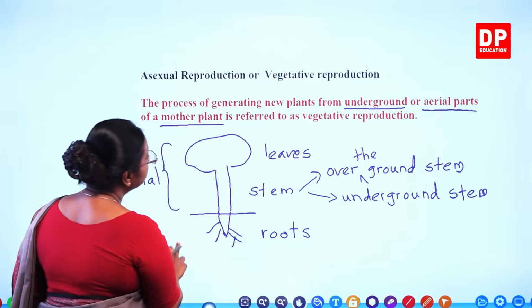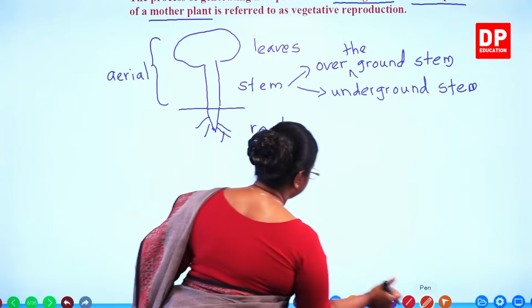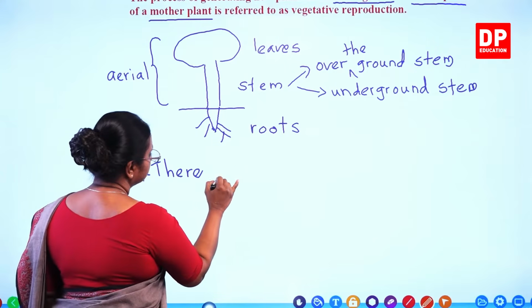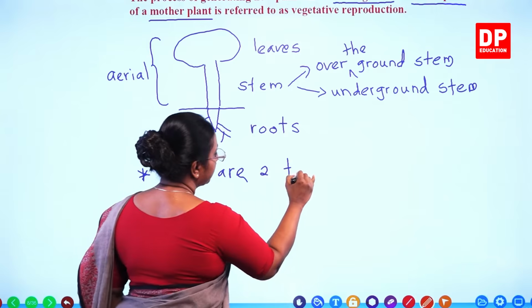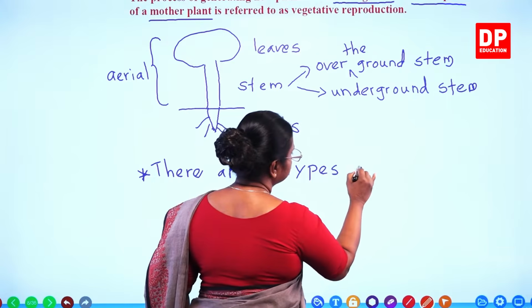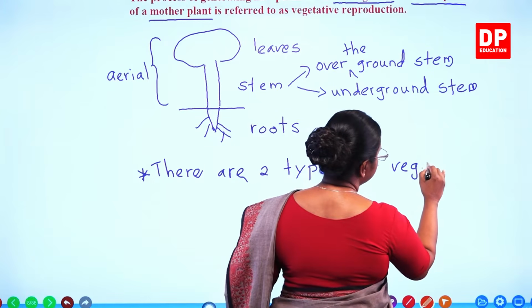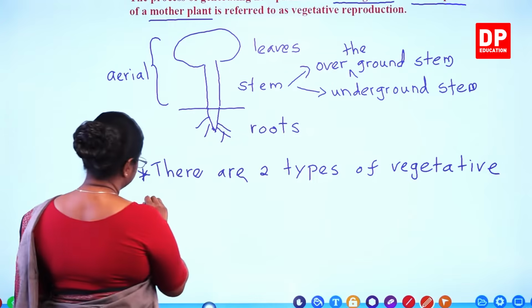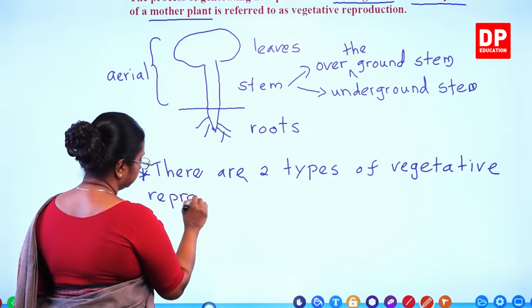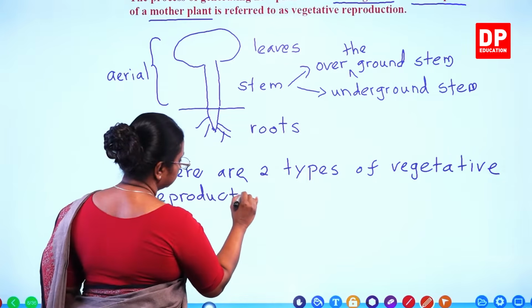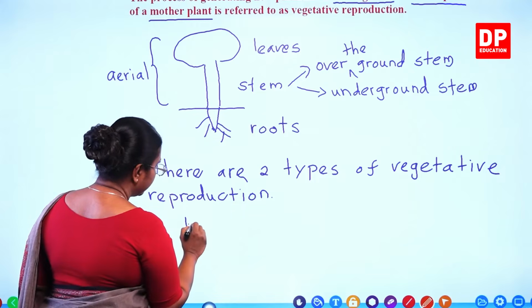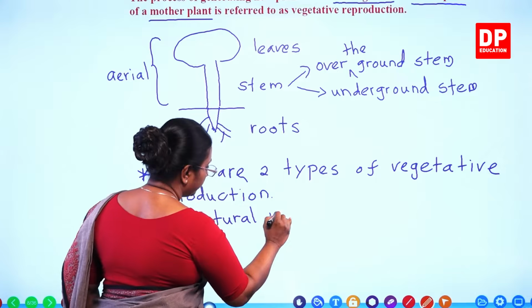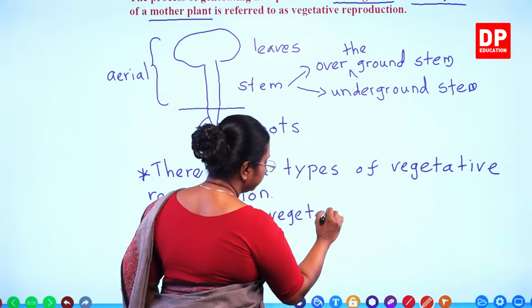So, there are two types of vegetative reproduction. One is natural vegetative reproduction.